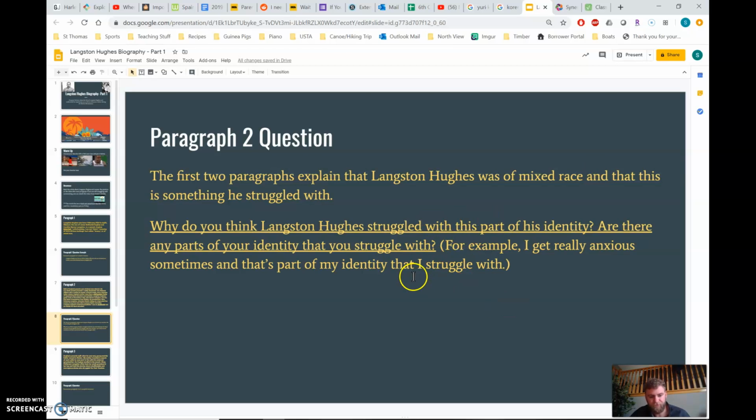So your question here: why do you think Langston Hughes struggled with this part of his identity? I know some of you might be able to relate with what he's talking about here. Are there any parts of your identity that you struggled with?